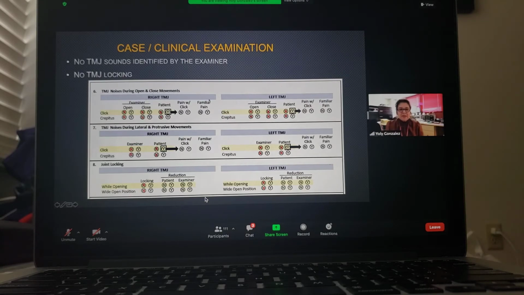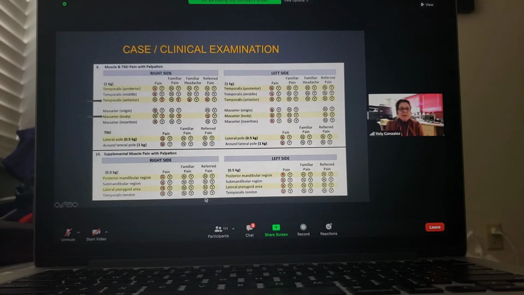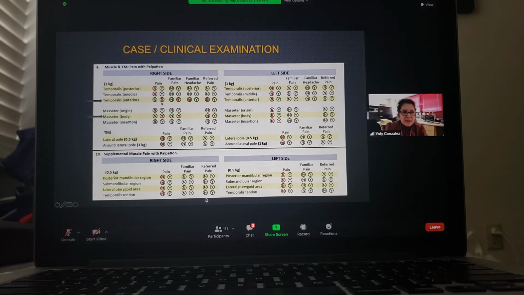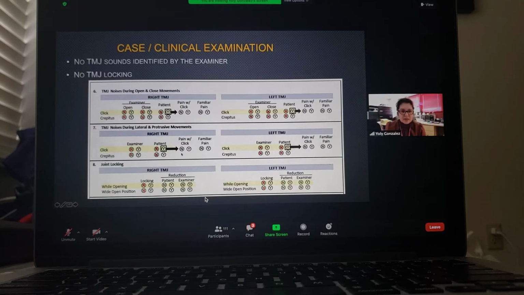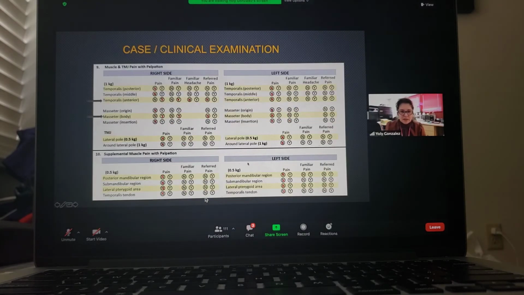We will be addressing this in the next group of diagnoses. That's why I put negative. And during palpation, we have pain in the temporalis, which is familiar, not familiar to headache, obviously, because she doesn't have headache, so it cannot be familiar, and there is no referral. In the masseter, it is familiar, no referral. Nothing in the left side, nothing in the TMJs, and nothing in the supplemental muscles.